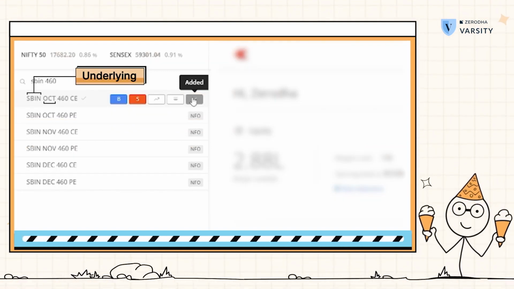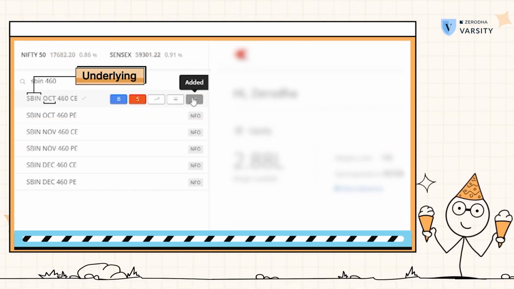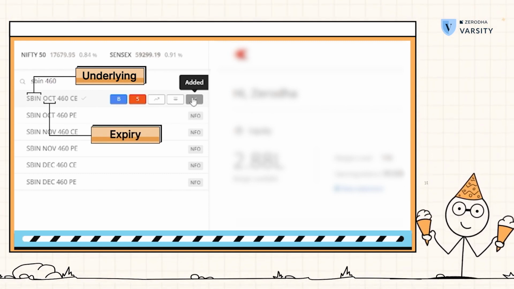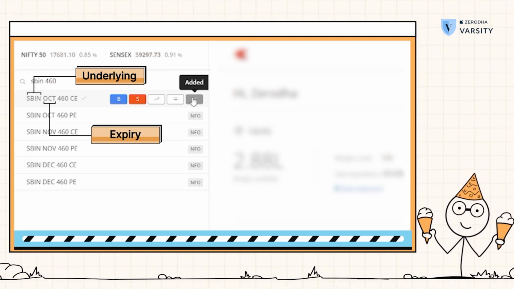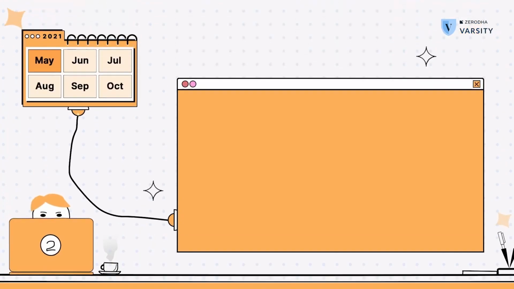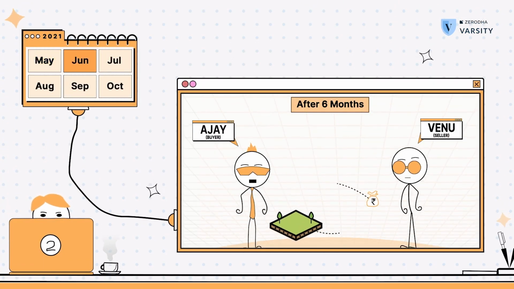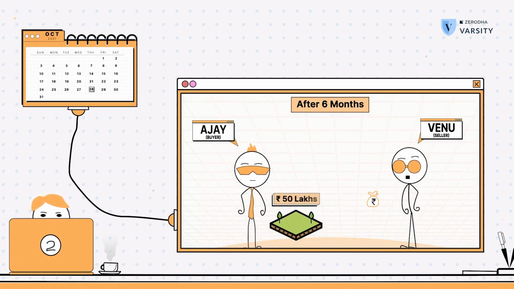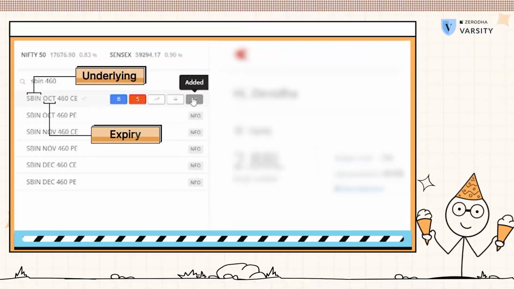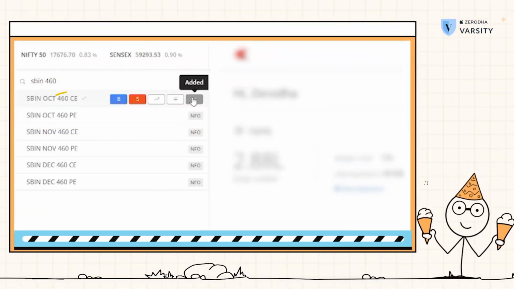So the next thing I want you to look at is the October part indicated by OCT. What this tells me is that the expiry of this particular contract will happen on the last Thursday of October. Remember, in the land example, the expiry was 6 months down the lane. But in this case, expiry is on the last Thursday of the month. Of course, there are other contracts which are expiring in November and December, but let's not pay attention to that right now. So the next thing that I want you to notice is 460.